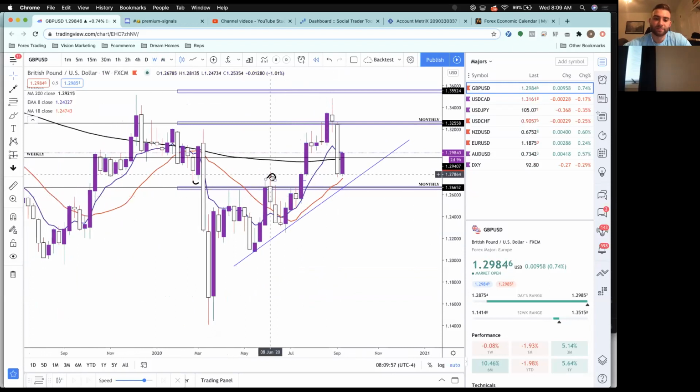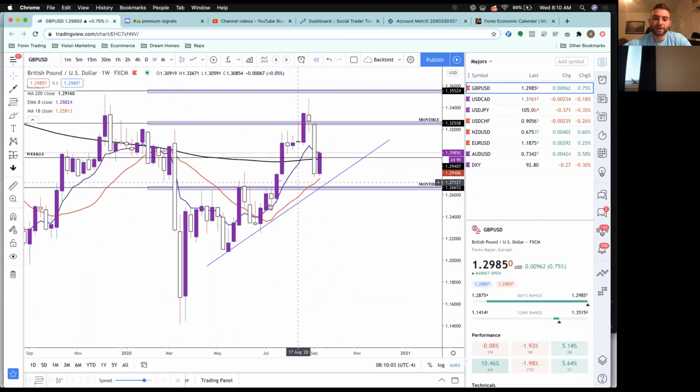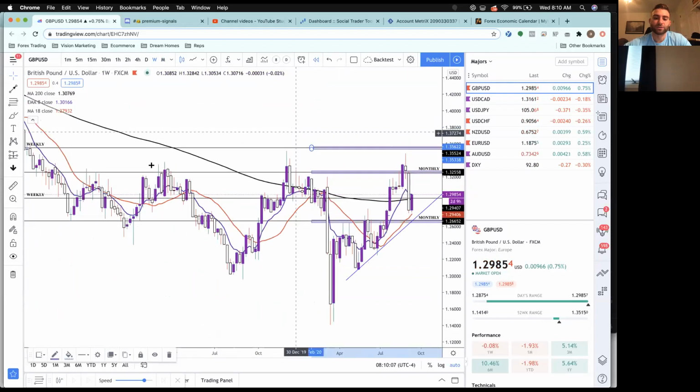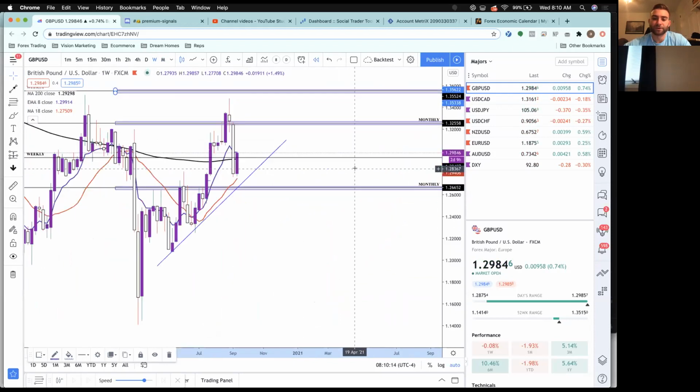So weekly time frame, I'm just going to remove this. Again, we're right at this weekly level right now. We pushed up to test this high. I just want to look at structure, guys. Overall, we have this level that was tested 3 times, rejected 3 times. So this is a very strong level right here, very strong.